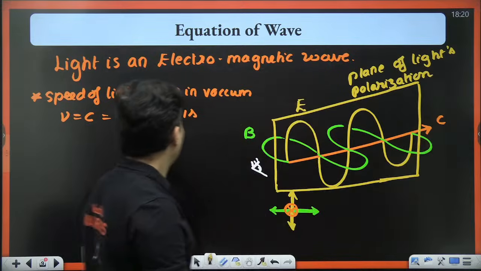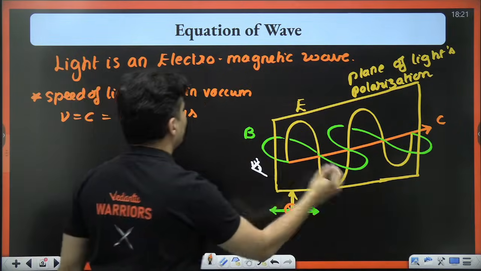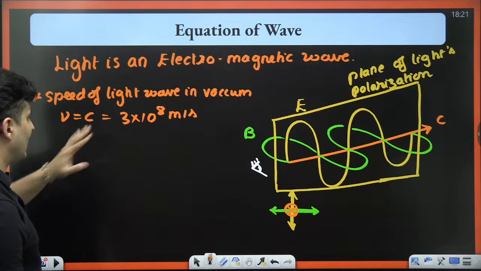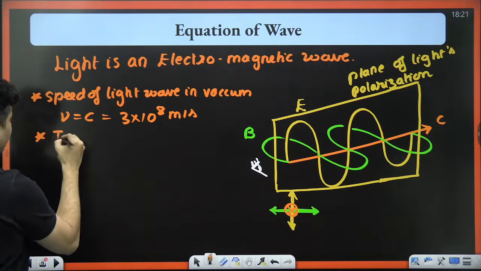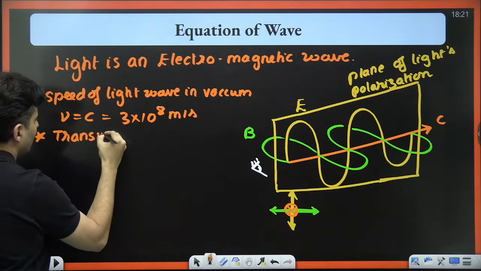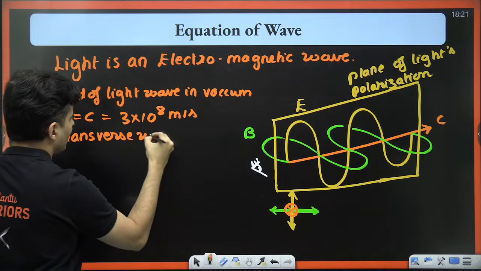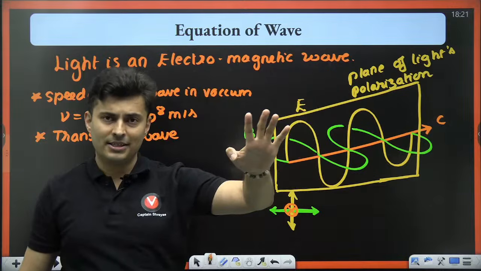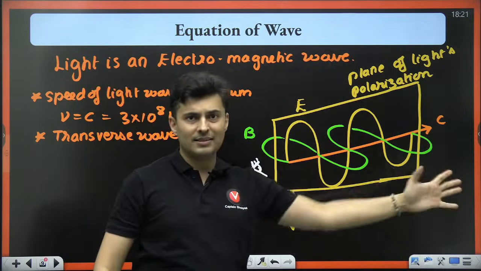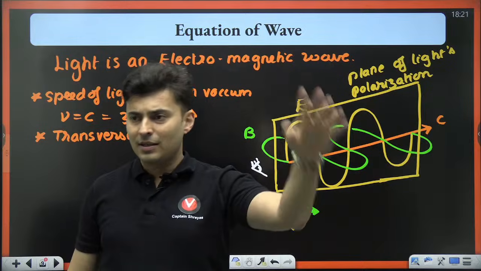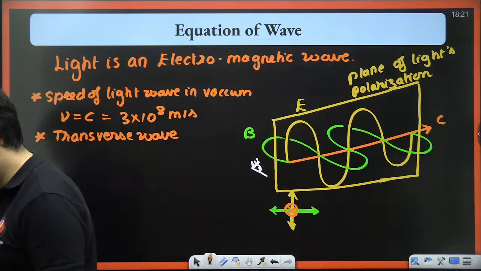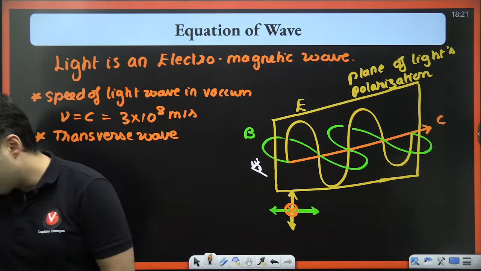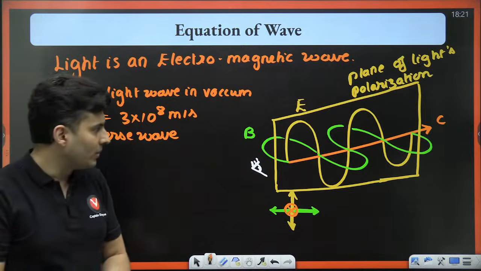Okay, remember, light is not just an electromagnetic wave which has this speed, but it is also a transverse wave. We will see towards the end what this polarization is. But for now, just remember that this is the plane of the light's polarization. Just keep that in mind. Yes, everyone? Very good.